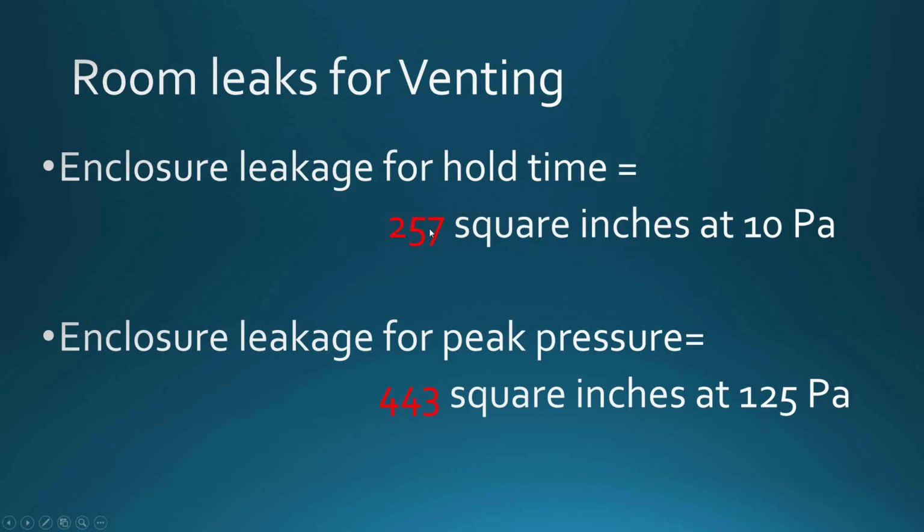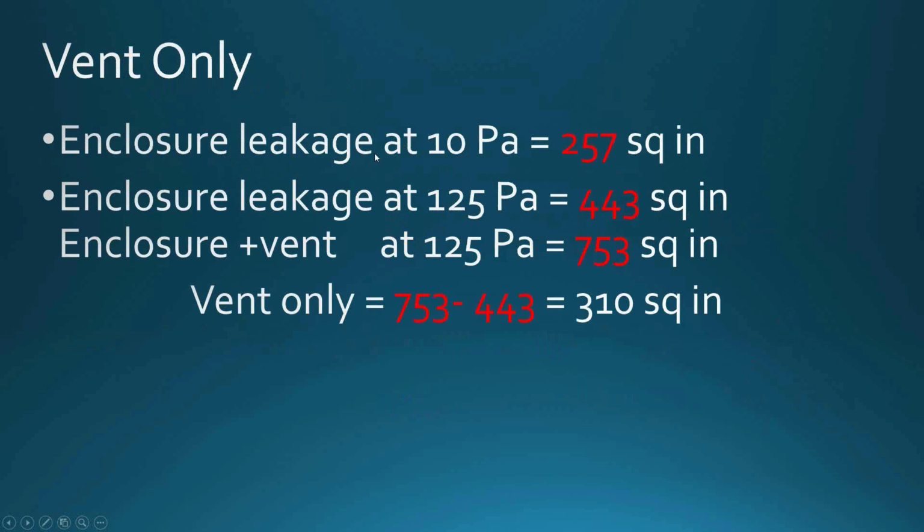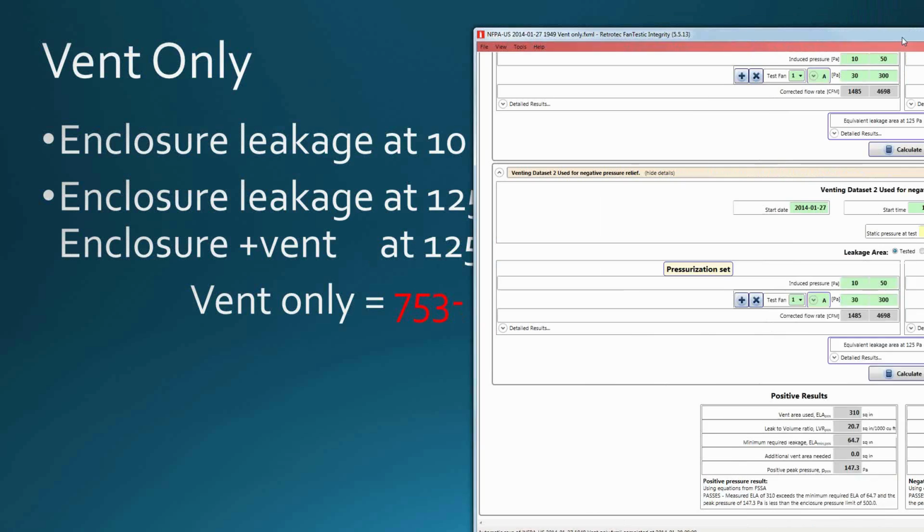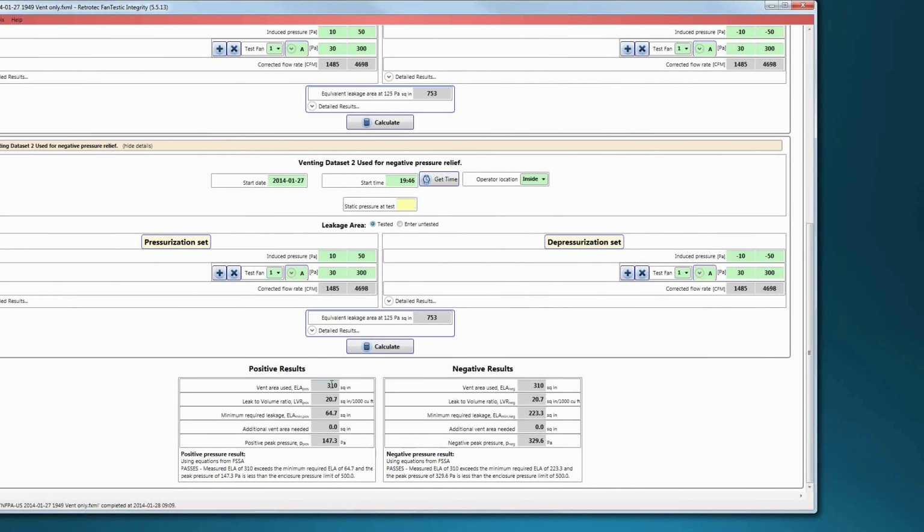So initially we had 257 square inches at 10 pascals, which is equal to 443 square inches, 125 pascals. That was a previous example. A bit complicated, but relatively simple. In this example, the enclosure leakage is still the same. The enclosure leakage at 125 pascals is 443. That was the original, I guess, venting that was from the enclosure itself. The enclosure plus vent is 753. We subtract the two, we get 310. Come back, and that's what we've used here.